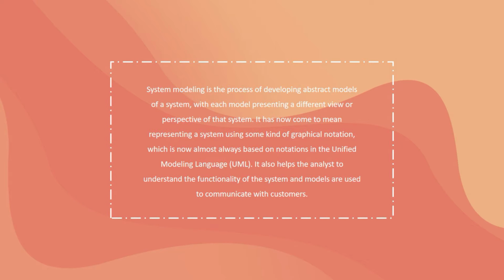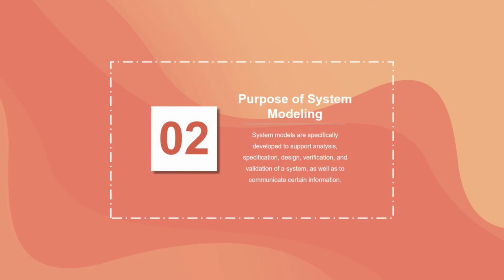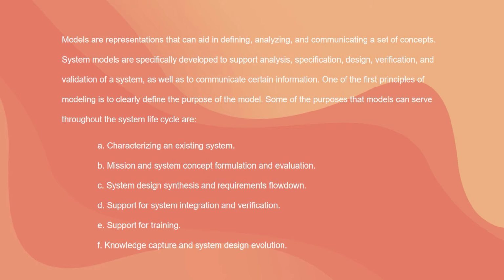It also helps the analyst to understand the functionality of the system, and models are used to communicate with customers. What is the purpose of system modeling? Models are representations that can aid in defining, analyzing, and communicating a set of concepts. System models are specifically developed to support analysis, specification, design, verification, and validation of a system, as well as to communicate certain information. One of the first principles of modeling is to clearly define the purpose of the model.